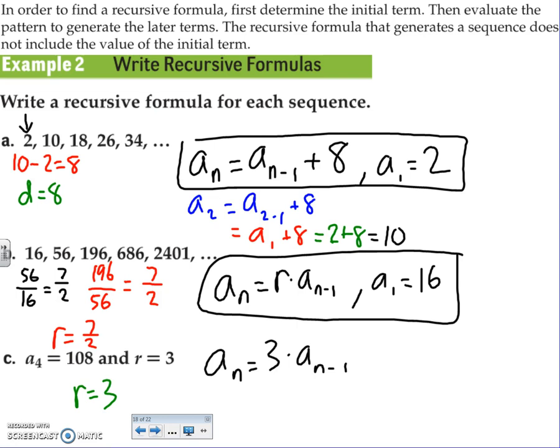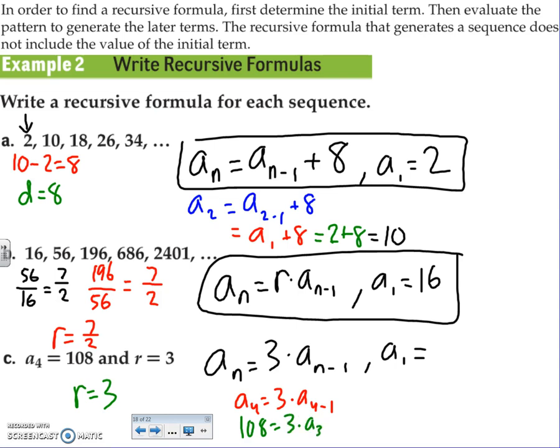And now I've got to find the first value. a sub 1 equals, we don't know. Well, that's why I do some math. So we plug in a sub 4. So here, a of 4 will equal 3 times a of 4 minus 1. Well, we know a sub 4 is 108, so 108 equals 3 times a sub 3.